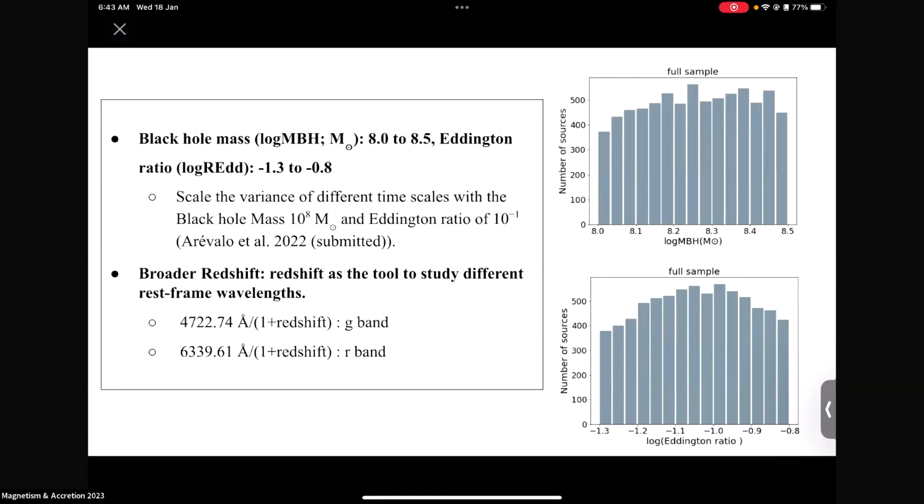And after making the sample homogeneous, we study the variance as a function of rest frame wavelength. And for this, we use the redshift as the tool to study the different rest frame wavelengths, because the sample covers the redshift from 0.1 to 0.8. So we obtain the rest frame wavelength by dividing the bandpass filter wavelength by 1 plus redshift.